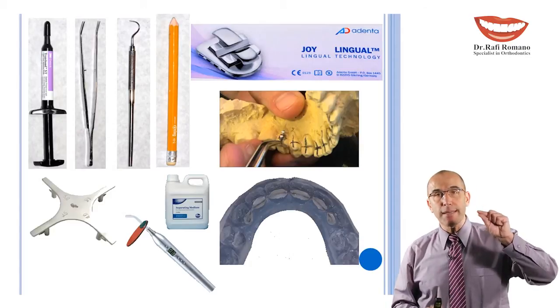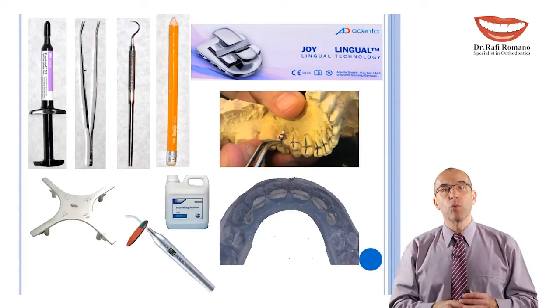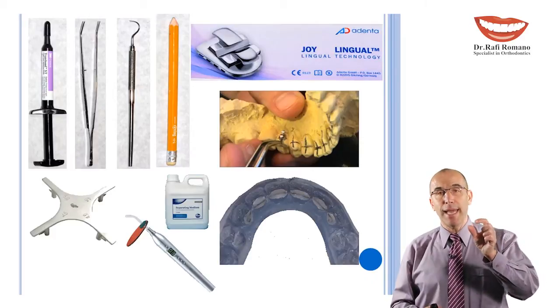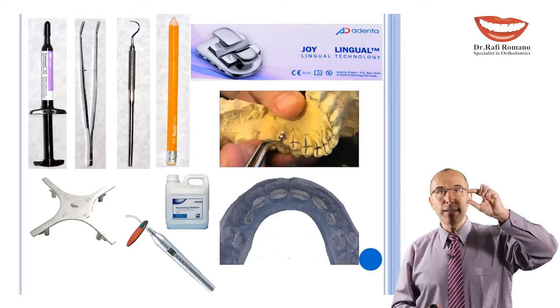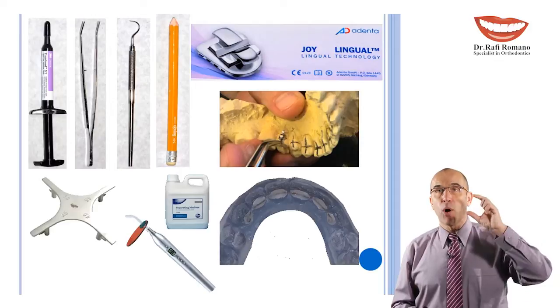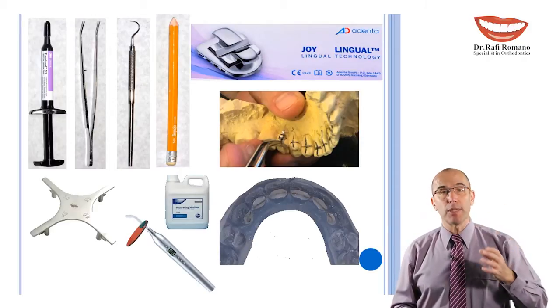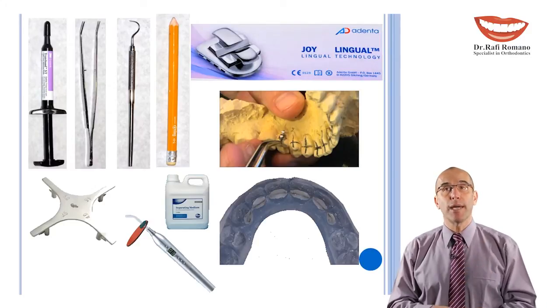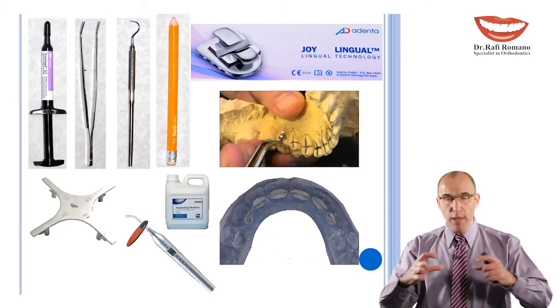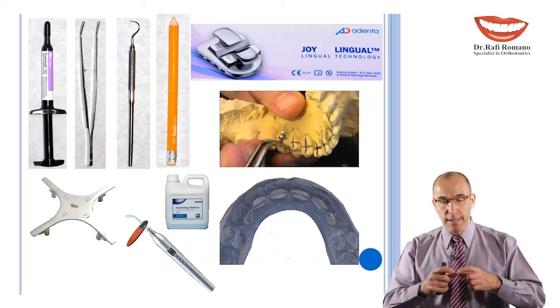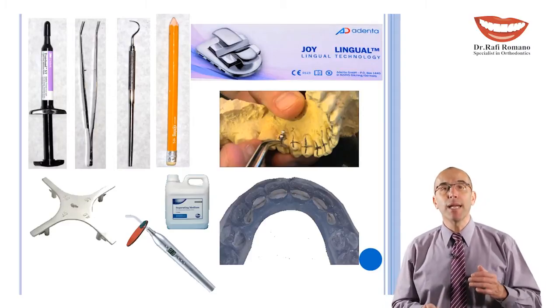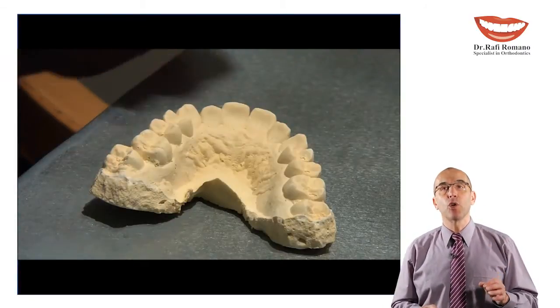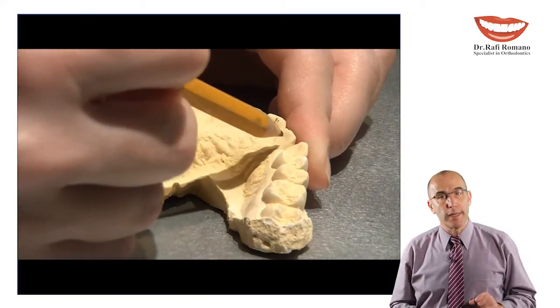We have a pincette, we have an explorer, we have a light cure, we have a gauge to measure the height. We have some bonding paste. I use the Transbond, but you can use any bonding paste that you are used to. We have a pencil, and of course, we have our Joy bracket kit. Now let's go to a movie that will show you step by step what we are doing.